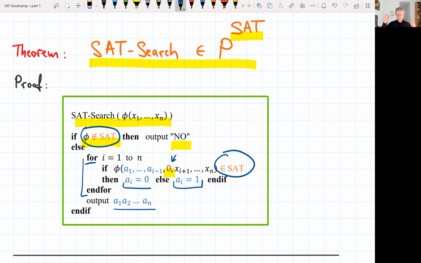Okay, so it's wonderful that if you have a SAT algorithm for answering decision problem questions, then you can also find objects of interest to you, like satisfying assignments or three-colorings in graphs and so forth.